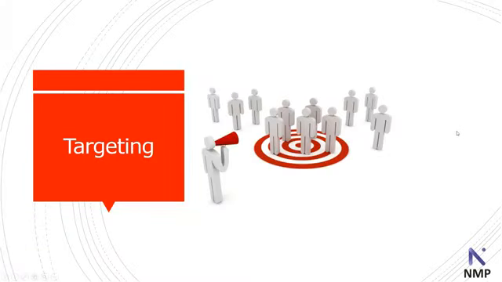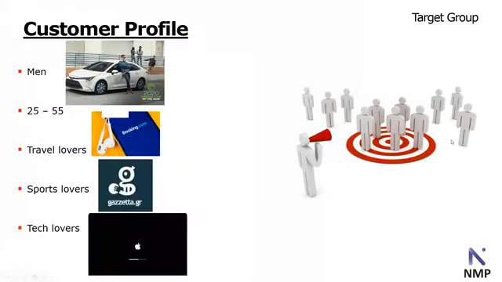Targeting. We said it's the STP strategy: segmentation, targeting, and positioning. We're in the targeting part now. It's important to know your customer's profile. As we said before, the product and the customer are very important things to know: which product you're going to sell to which customer. And based on the segmentation we did, we created the customer profile.